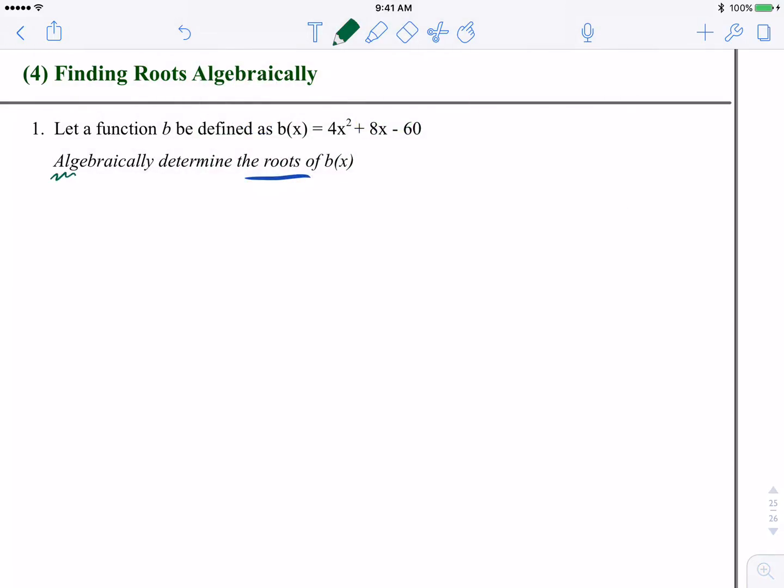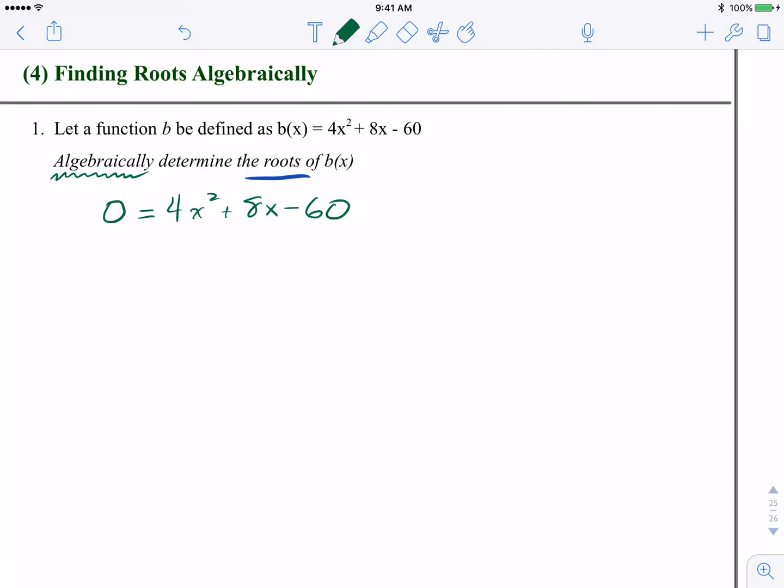The key word here is algebraically, meaning we want to use some algebra skills, some factoring strategies, some other techniques we can bring into play here. So the very first thing, what we discussed, would be setting this function equal to 0. The x-intercept is where y equals 0, so it makes sense. That's our first move: replacing y or b of x with a 0.